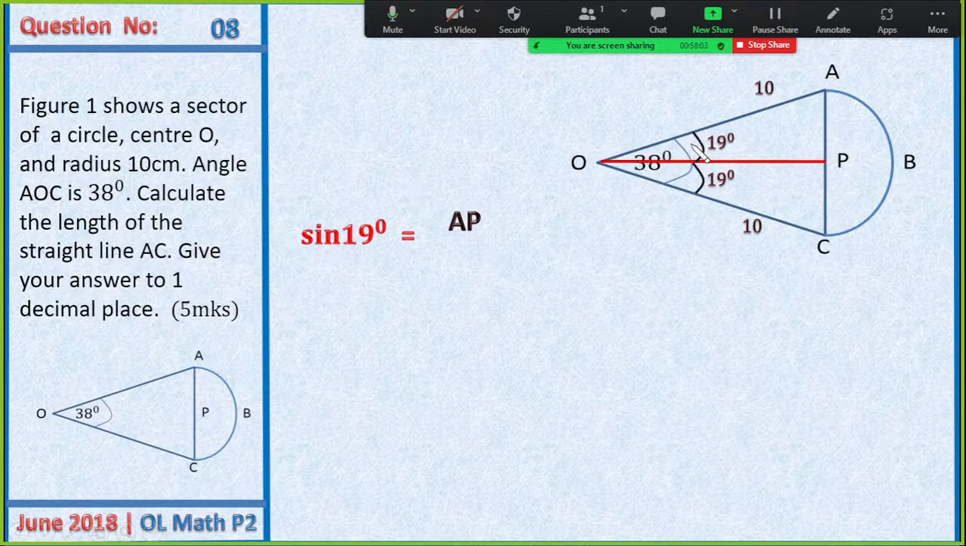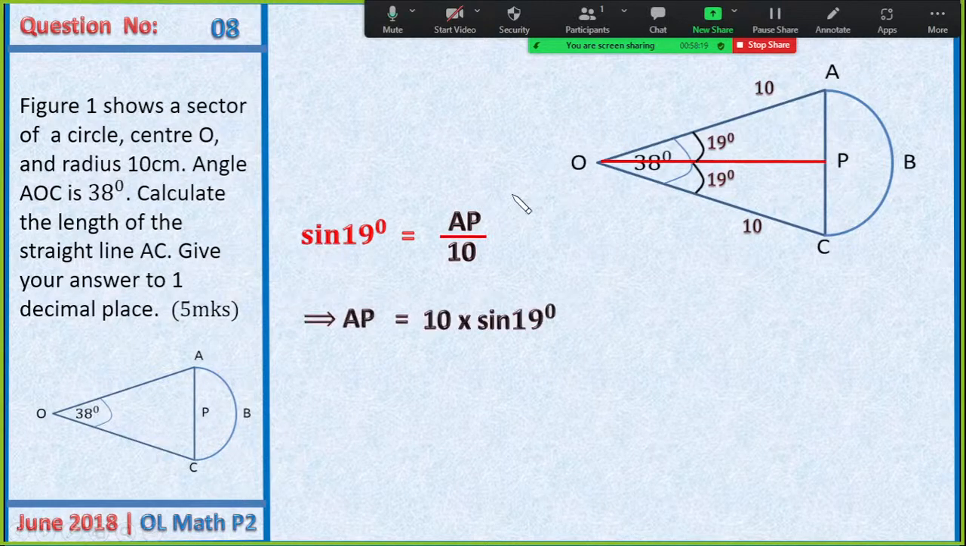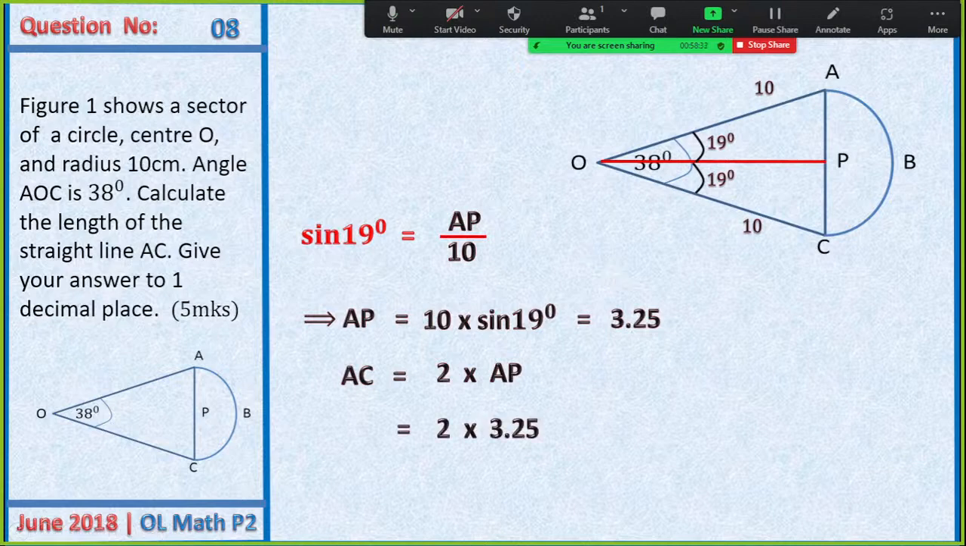So we say sine 19 degrees is equal to opposite over hypotenuse. I'm using opposite because I'm looking for this opposite, AP. So sine 19 degrees should be equal to AP on 10. And from here, AP will be equal to 10 sine 19 degrees. So 10 times sine 19 degrees, which is 3.25. So our AP is 3.25. Therefore, AC will be equal to AP times 2. And that gives us 2 times 3.25, which is equal to 6.5. I should give my answer to 1 decimal place. So the answer is 6.5.